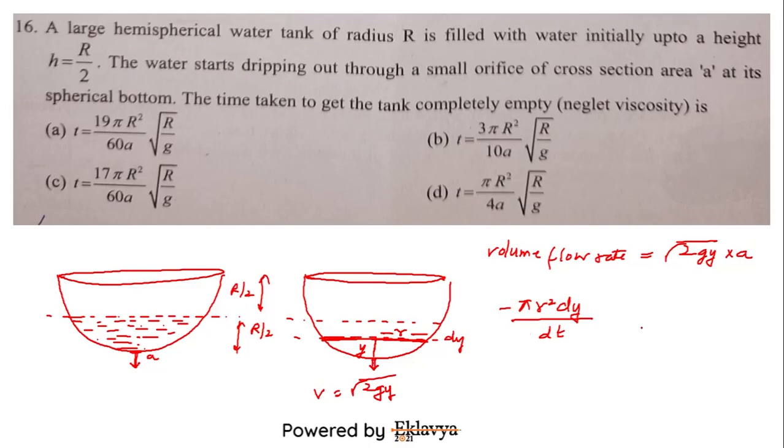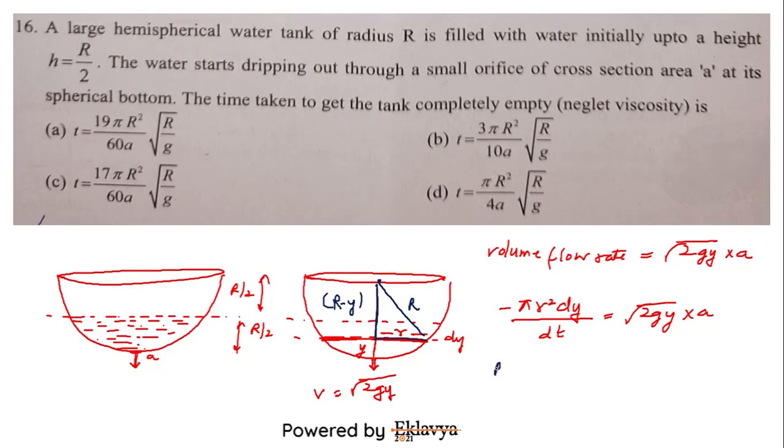So now this represents the volume flow rate, and we can write this as root 2 gy into a. There's one more thing to be done here. r is also varying. So to find out the value of r, we can use some geometry. For example, this distance will be equal to the radius of the hemisphere, and this distance will become equal to r minus y. So I'm going to apply Pythagoras theorem in this triangle.